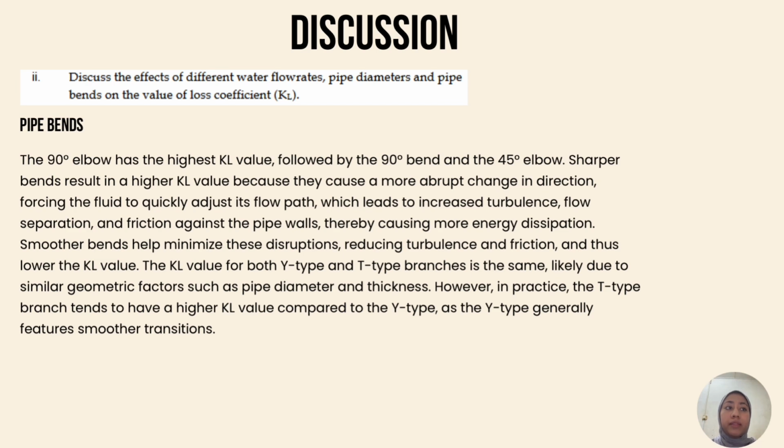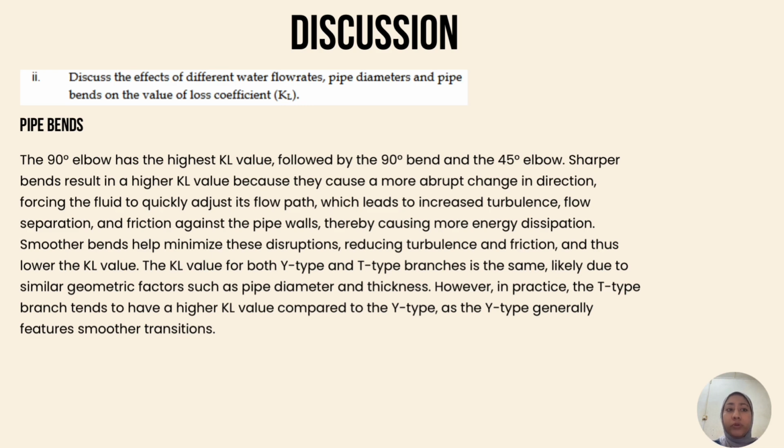So for the pipe bends, the 90 elbow has the highest KL value, followed by the 90 bend and the 45 degree elbow. Sharper bends result in a higher KL value because they cause a more abrupt change in direction, forcing the fluid to quickly adjust its flow path, which leads to increased turbulence, flow separation and friction against the pipe walls, thereby causing more energy dissipation. Smoother bends help minimize this disruption, reducing turbulence and friction, and thus lower the KL value.